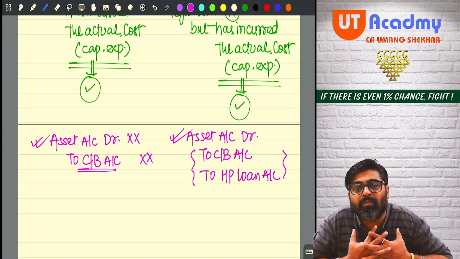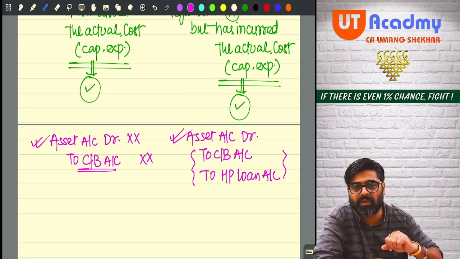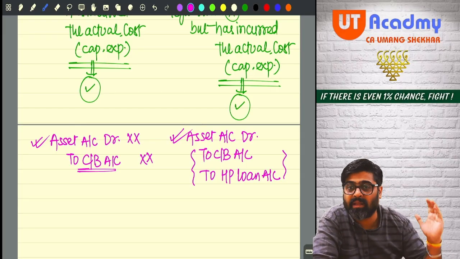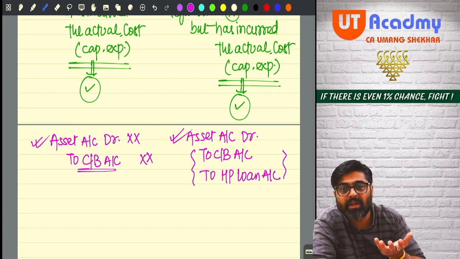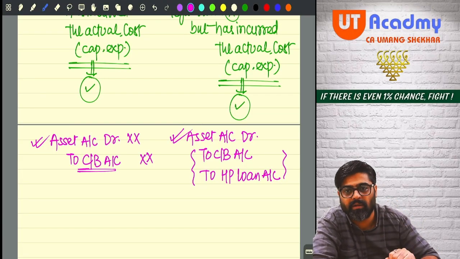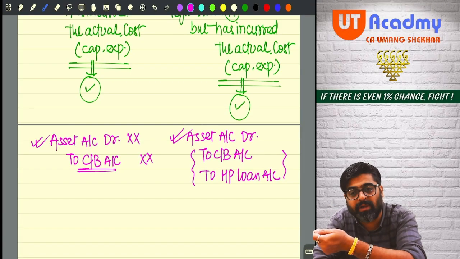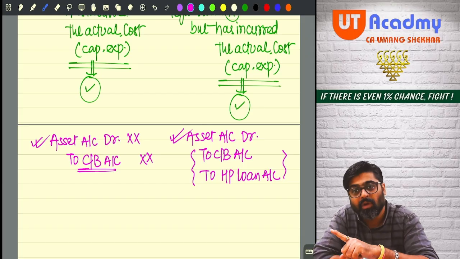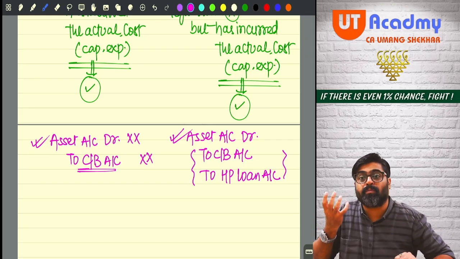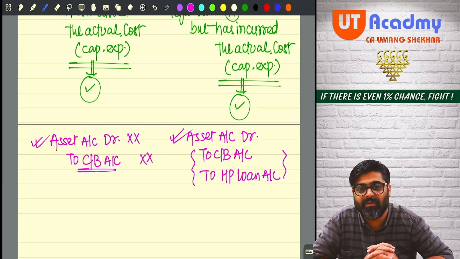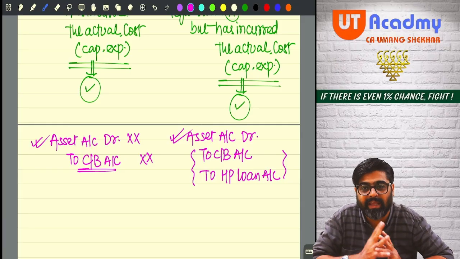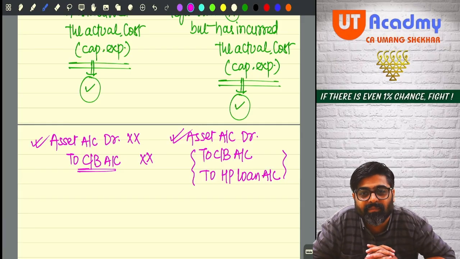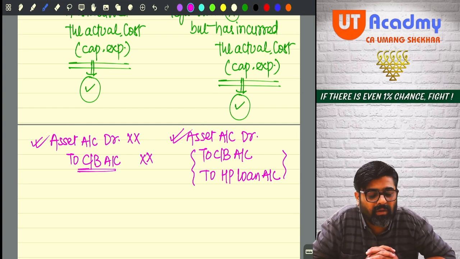So till the time I am not repaying the entire loan to the bank, and the bank is not giving me what? NOC, no objection certificate, which I will later on submit to whom? The RTO. And only then the RTO will remove the hypothecation and put my name as the registered owner. Till that time, I am the beneficial owner. I can claim the depreciation. Yes or no?